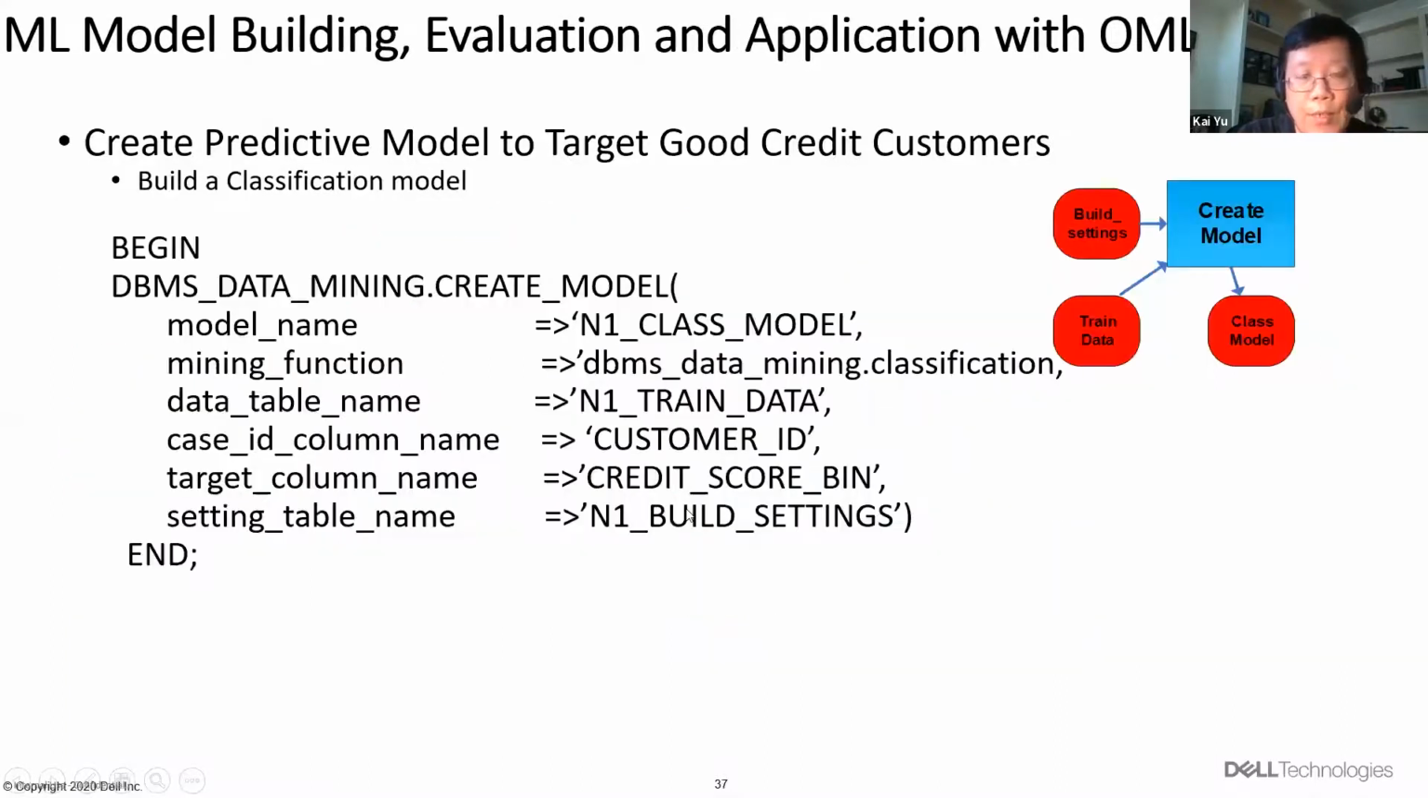Then this is the procedure to build the data model. We take the model, we take the data here, and I also have a bin setting. Once the model is built, the model is stored in the N1 class 1 table. This actually is a table, and the nice thing about it is that, as database professionals, we know we can export and import and move it around, and that's quite simple.